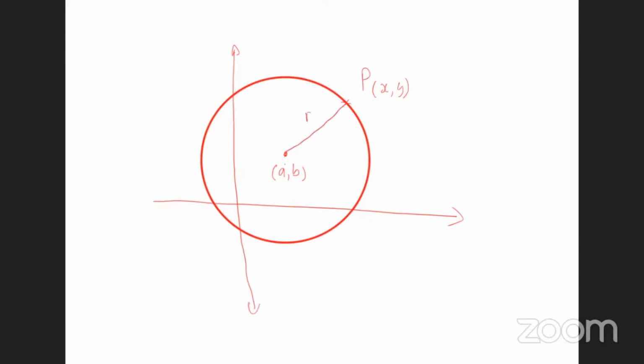Let's draw down a line here. This value is a. This value is b. This value here is what? x. And this value here is y. Nice. So we're going to try to introduce a new variable now. Let's call the variable theta.